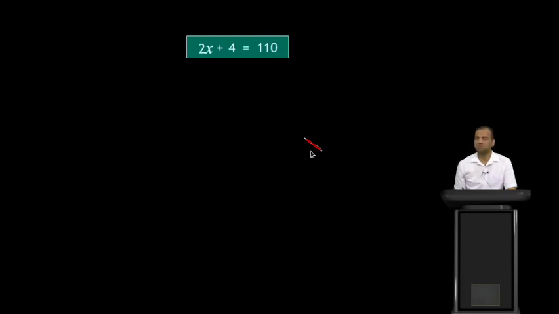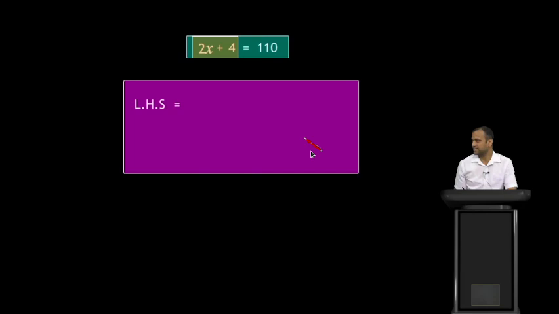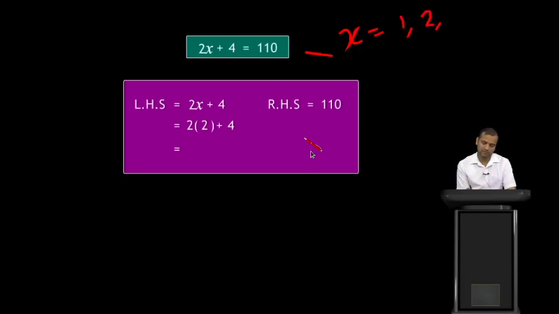Like this is a linear equation in one variable. Now here we can find what is a, b, and c. Now it is LHS and RHS is 110. Okay, so now the value of variable may be changed. It can have any value like 1, 2, 3, any value.